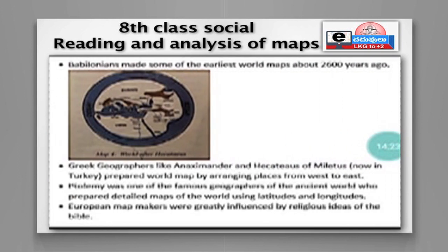Here we can see the map made by Herodotus. Herodotus made maps, arranging the places which they knew in an order from west to east and north to south. The ideas were similar to the Babylonians, who believed that the earth was a round disc surrounded by ocean water.